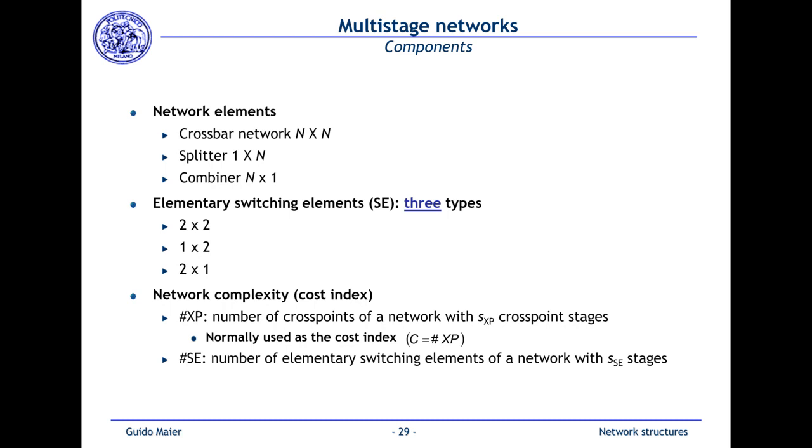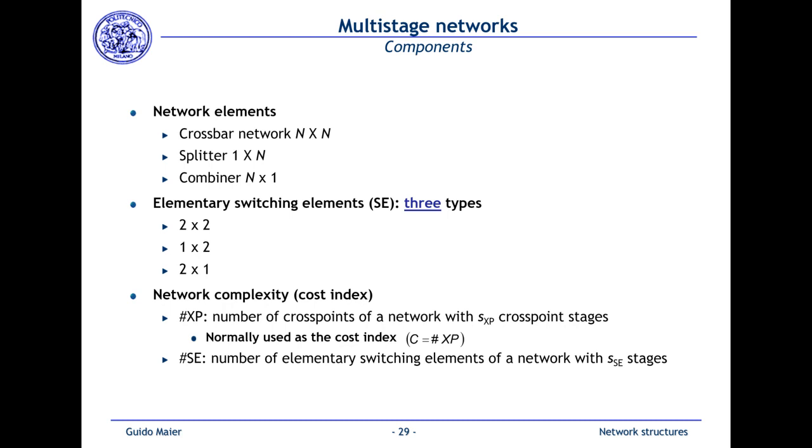The two names, splitter and combiner, may be confusing. We are not talking about, for example, an optical splitter, which takes a signal and replicates it on many outputs. We are still speaking about switching matrices where we don't have collision and splitting of the channels. So in the splitter and in the combiner, you will have only one possible connection active at the same time.